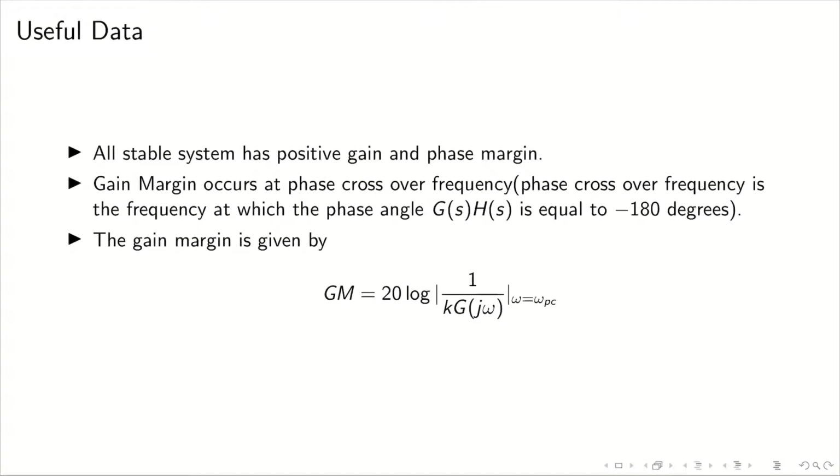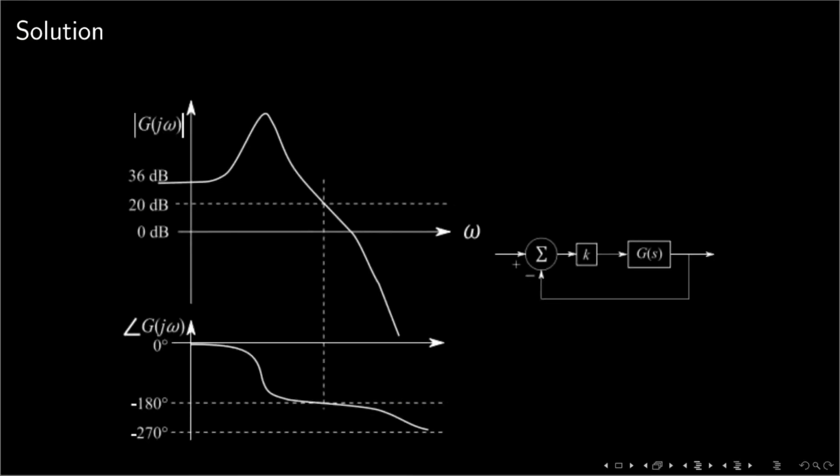We'll use the following data to solve this problem. We know that all stable systems have positive gain margin and phase margin. Gain margin occurs at a frequency where the phase angle of G(s)H(s) is equal to minus 180 degrees, and the formula for gain margin is equal to 20 log 1 by k G(j omega), where omega is equal to omega pc. Let us solve this problem.